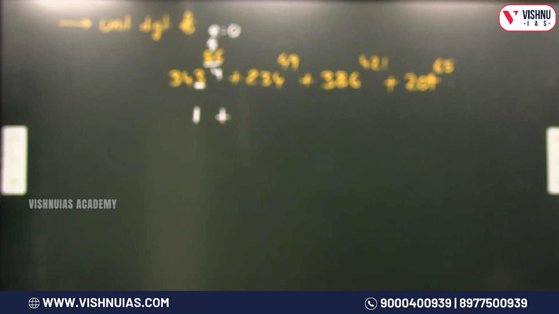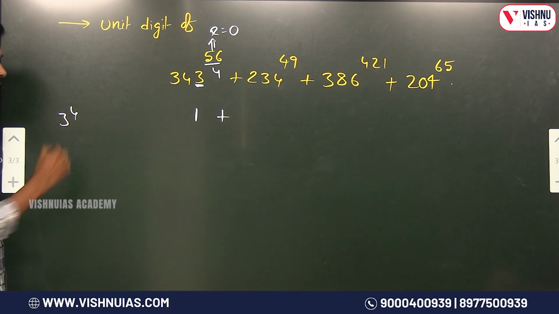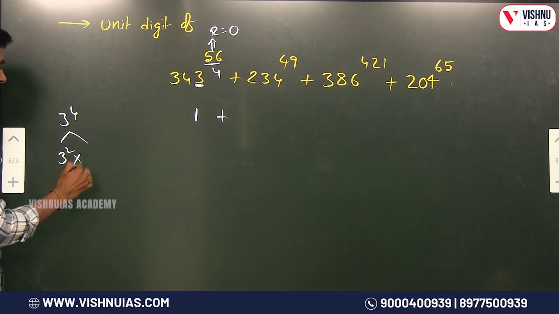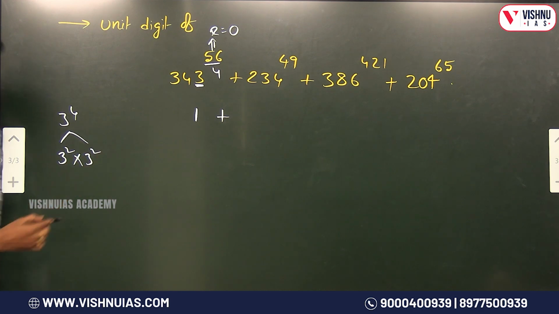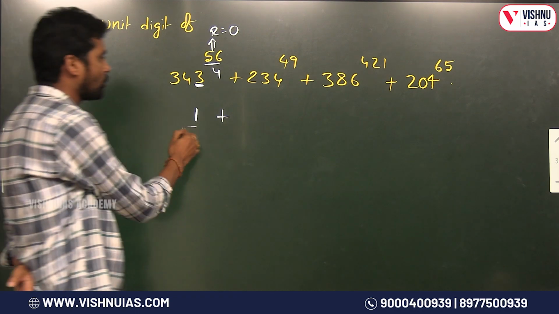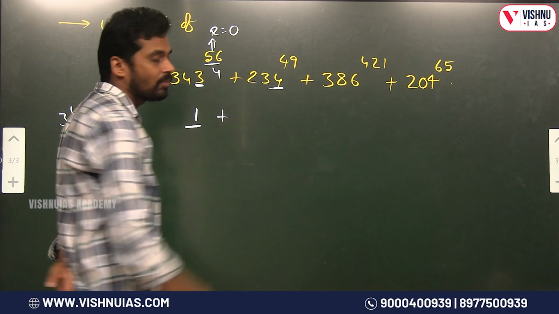Or at least you know that 3 power 4 can be written. So if you don't know the power 4 values, you can simply write it as 3 square into 3 square, right? You know the values of squares, right? So 3 square means that 9 into 9 is 81. So what is the unit digit of this expression? 1. Now this number ends with what?